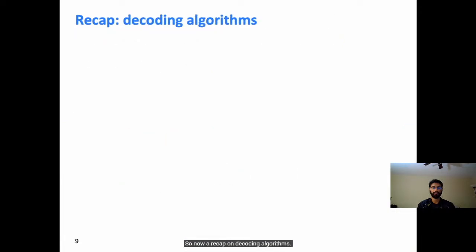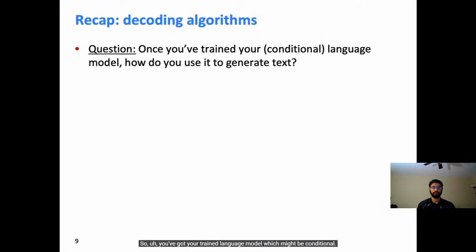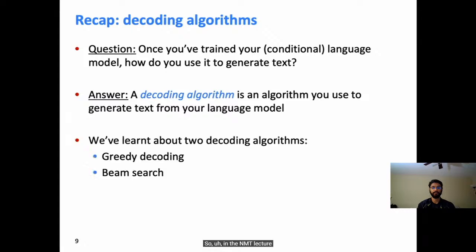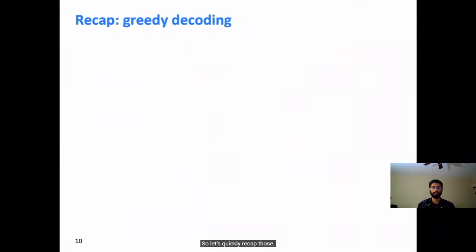Okay, so now recap on decoding algorithms. So you've got your trained language model, which might be conditional. The question is, how do you use it to generate text? So the answer is you need a decoding algorithm. A decoding algorithm is an algorithm you use to generate the text from your trained language model. So in the NMT lecture a few weeks ago, we learned about two different decoding algorithms. We learned about greedy decoding and beam search. So let's quickly recap those.